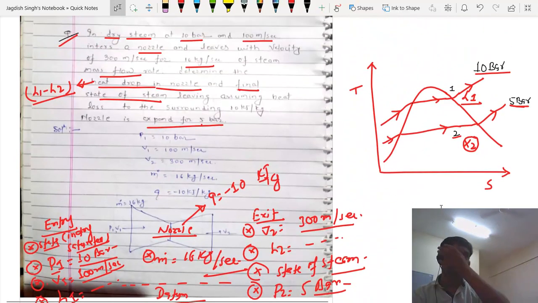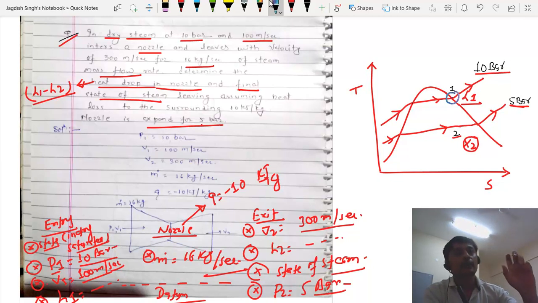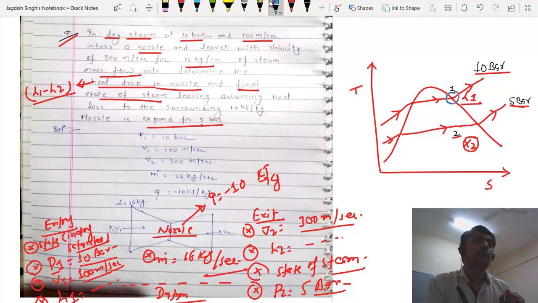Okay, so let me explain this situation. Now, because you have to find the quality of the steam, that's why you need to understand these things on the TS plot also. At the entry, you know that this is the entry point. This point 1 is at the saturated steam curve. Why? Because it is given, dry saturated steam enters the nozzle at 10 bar. At 10 bar, this is the line of constant pressure of 10 bar.